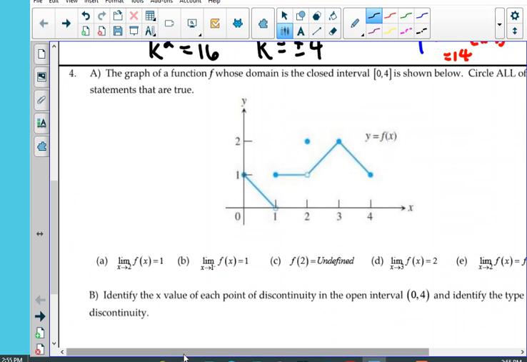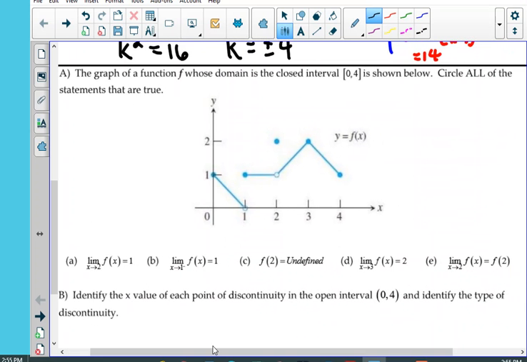All right, all the statements that are true about this graph. Well, the first statement is that the limit as x approaches 2 is 1. If I'm on the graph driving towards an x of 2, I am driving towards a y of 1, so that is true. The limit as x approaches 1 from the left is 1. Well, here's 1, and here's the left, and here's the right with relationship to 1. Looks like the limit as x approaches 1 from the left would be 0.